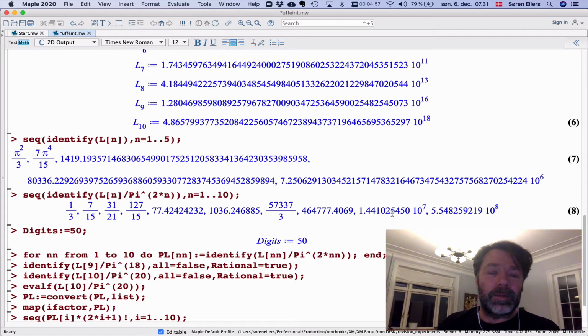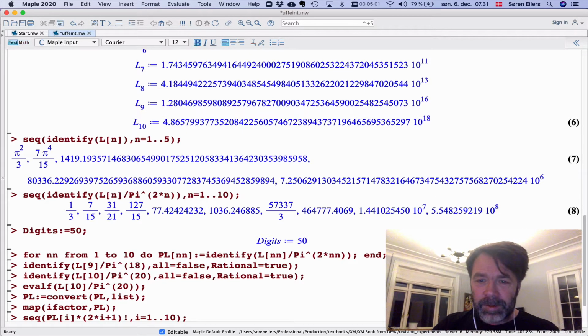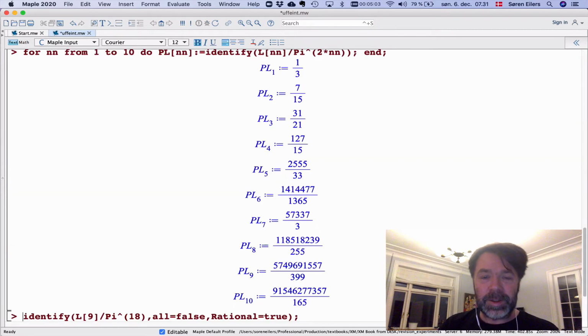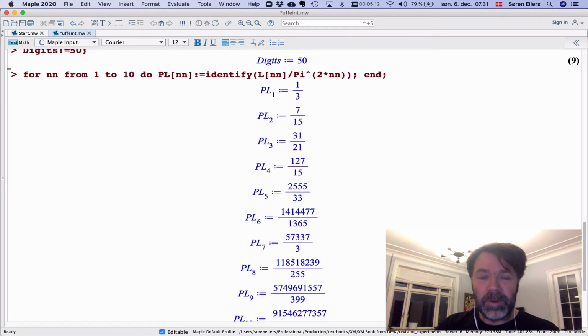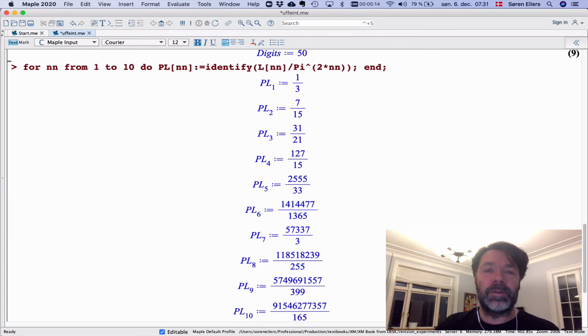I reloaded it, and I recomputed the numbers. And now, for some reason that I don't really understand, this works, or rather, I don't understand why it didn't work before. Essentially, what I've done here is I've asked Maple to look at these numbers and see if it could recognize them after helping Maple by dividing by the appropriate power of pi, so that what I have here should be rational.